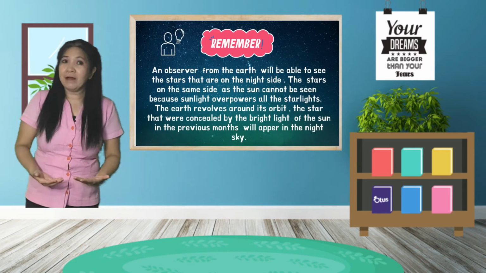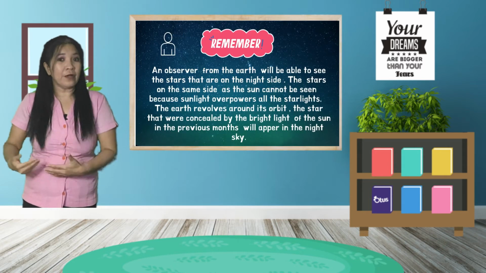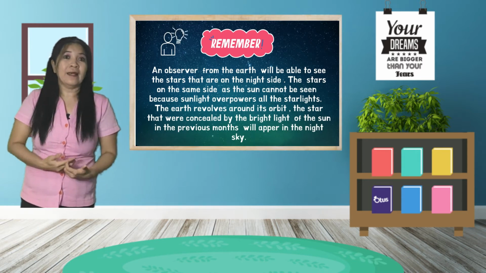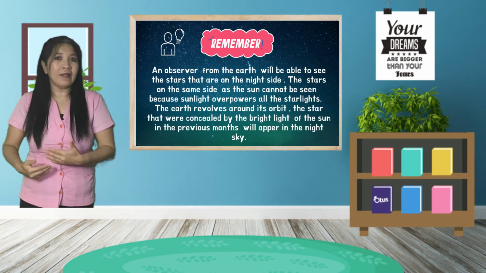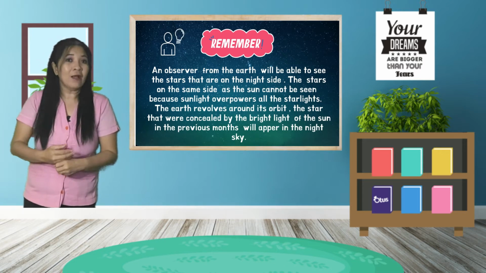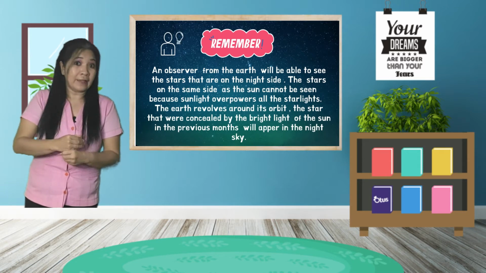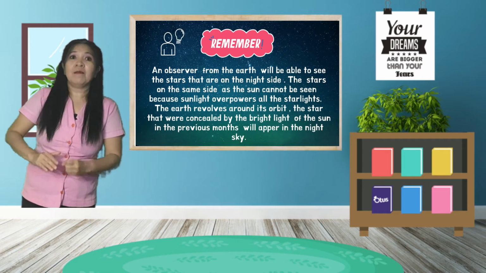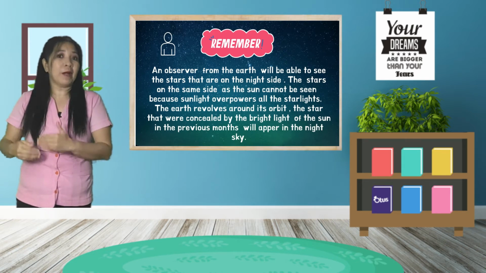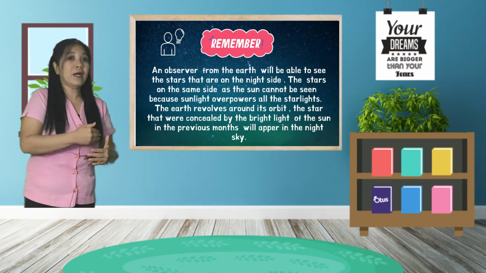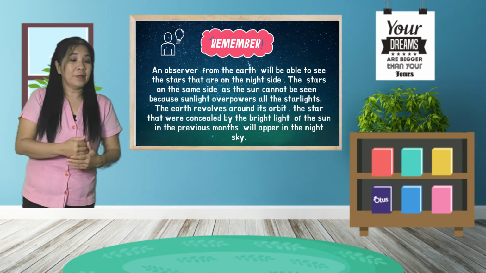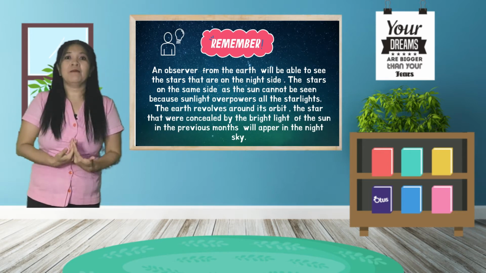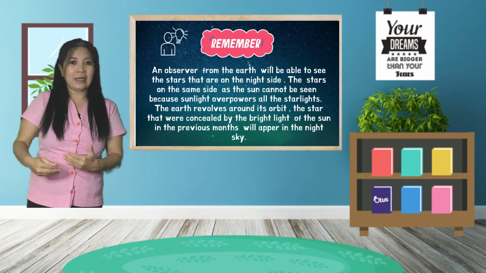But remember, an observer from the Earth will be able to see the stars that are on the night side. The stars on the same side as the sun cannot be seen because sunlight overpowers all the starlight. The Earth revolves around its orbit. Now, the stars that were concealed by the bright light of the sun in the previous months will appear in the sky. So, to find out more, if you understand our lesson, let's exercise our mind through this activity.